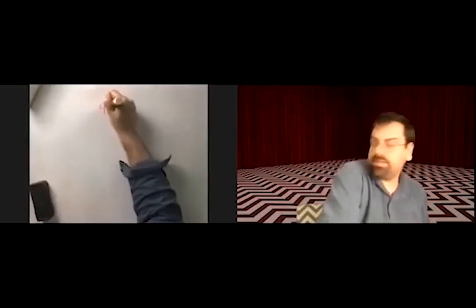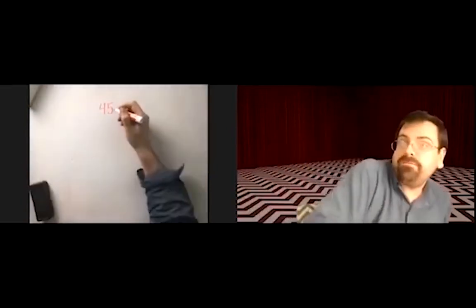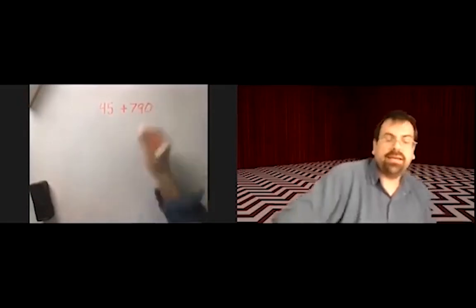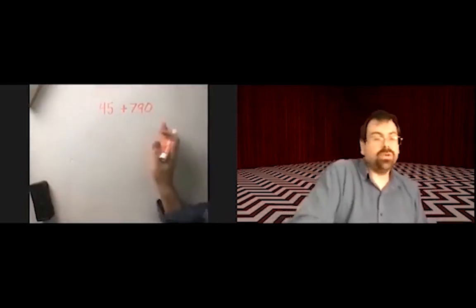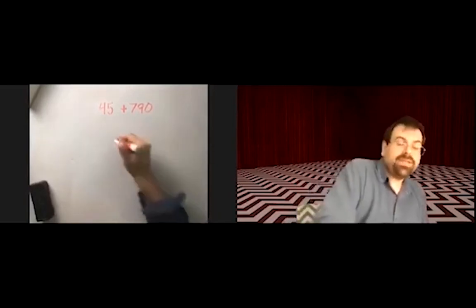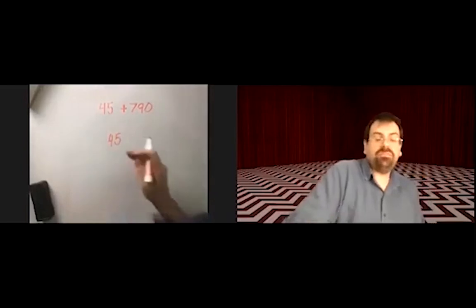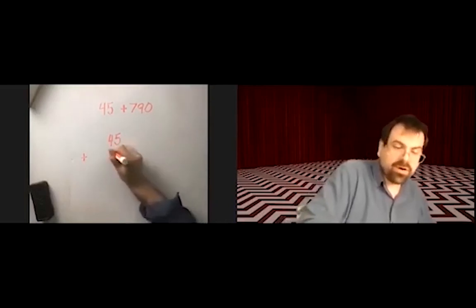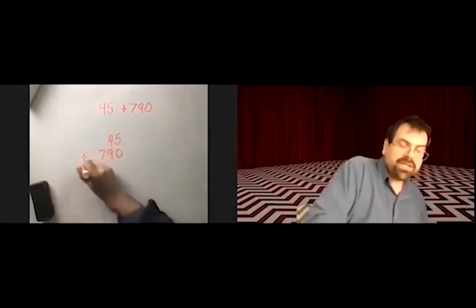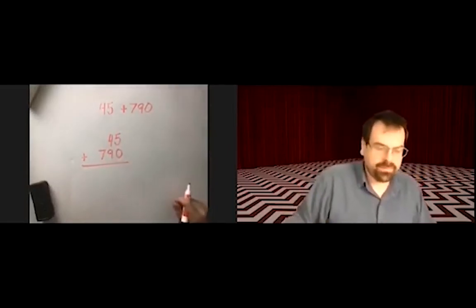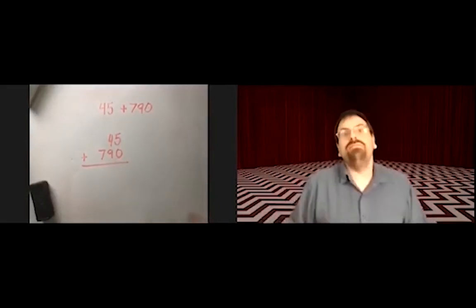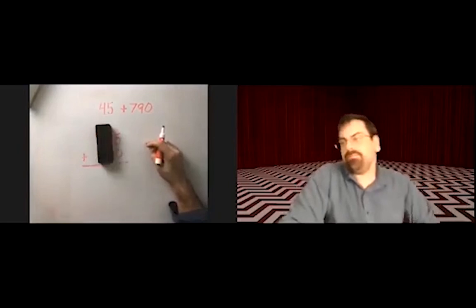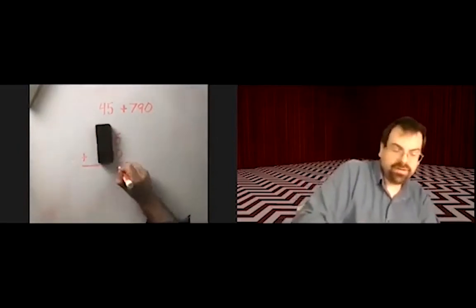Another one. Let's look at 45 plus 790. So you could write this one of two ways. If you keep it in this order, 45 plus, you have to make sure it ends in the same spot. So the 0 would go here, the 9 would go here, the 7 would go there. And add down. Throwing another wrench into this one, let's bring the columns back. 5 plus 0 is 5. No issues.